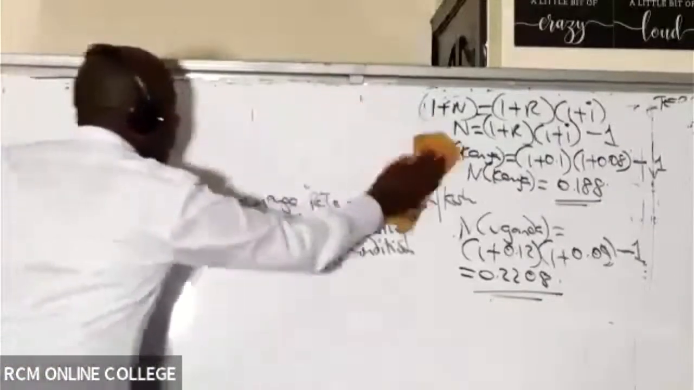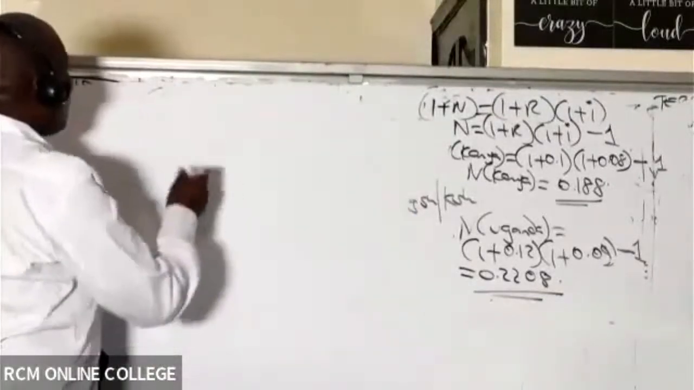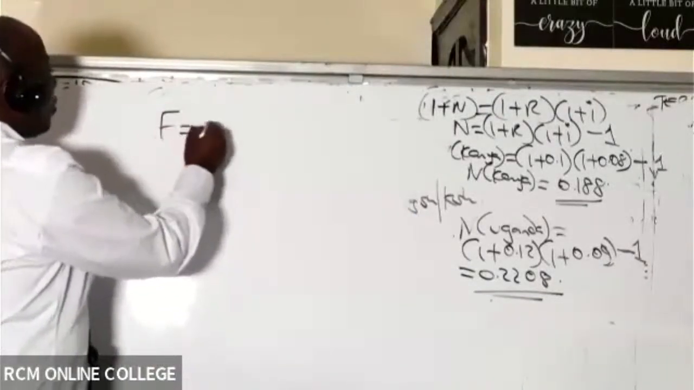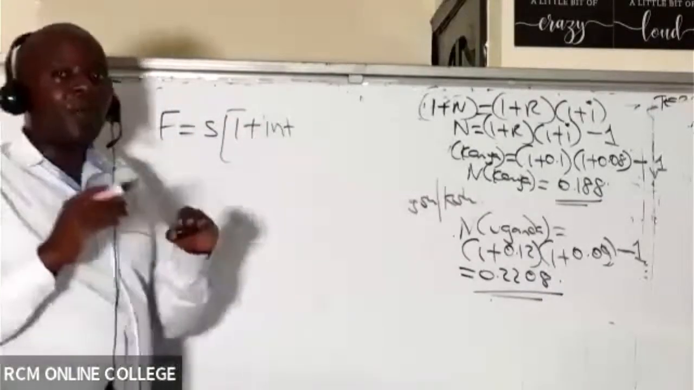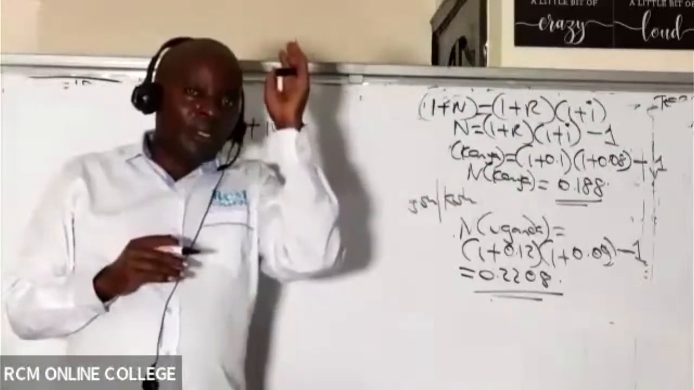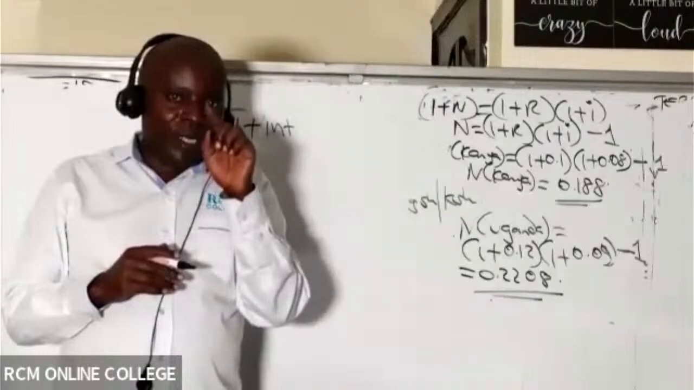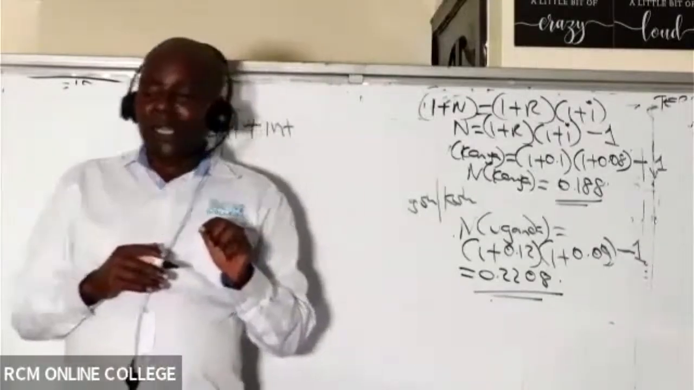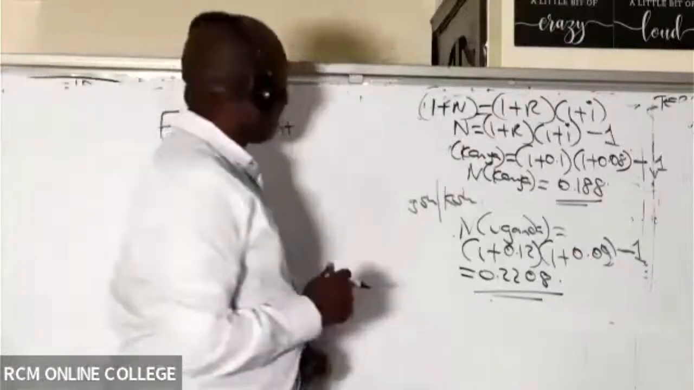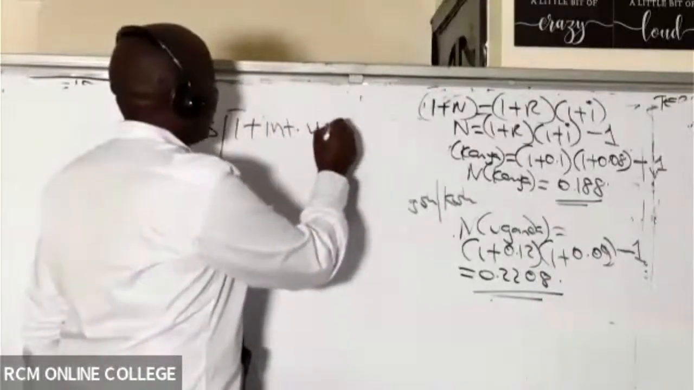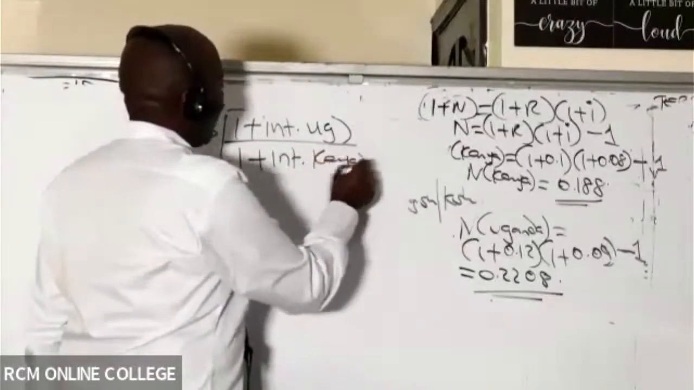So come and write the formula. The formula here is F equals S into 1 plus interest. So in this particular case, which country will go on top? Is it Uganda or Kenya? According to the spot rate expression, remember it is 30 Uganda shillings. So interest rate Uganda all over 1 plus interest rate Kenya.